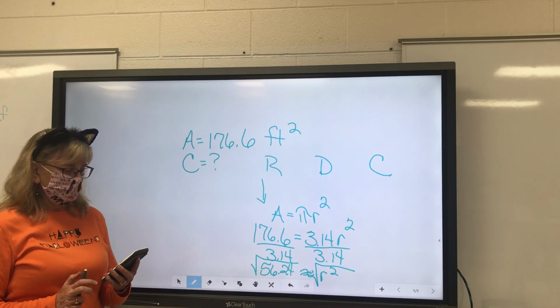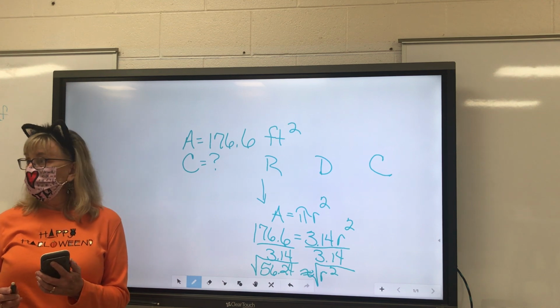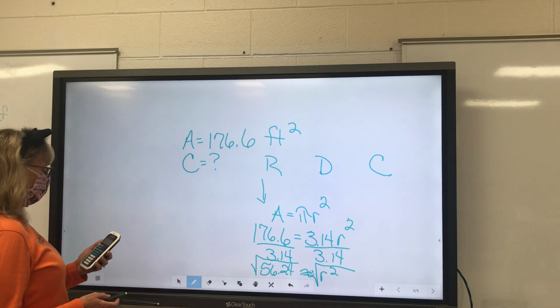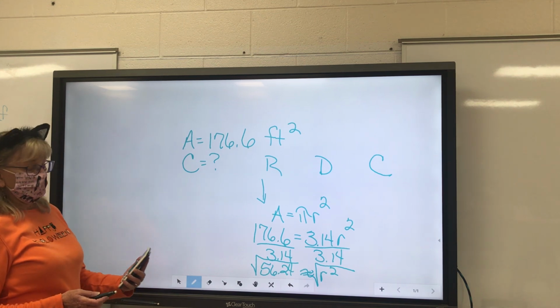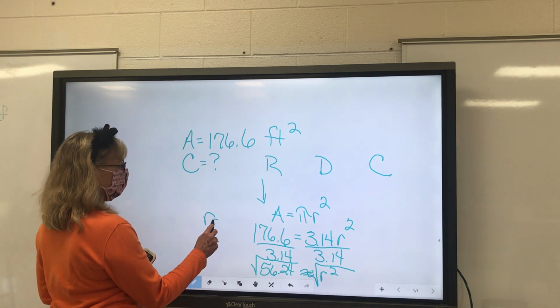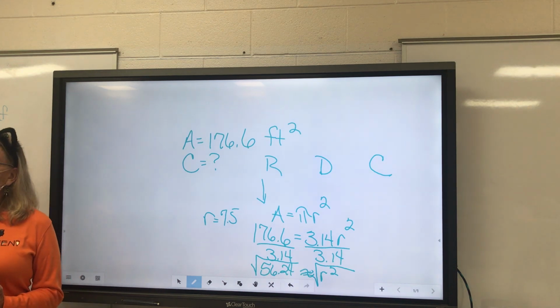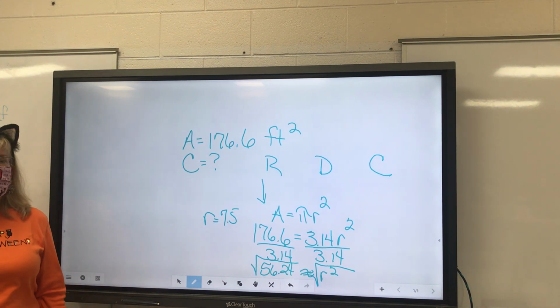What do you get? 56. Do you get 7.4993333? Okay, we're gonna call that 7.5. So that means the radius is 7.5. If I know the radius is 7.5, can I now find the circumference?